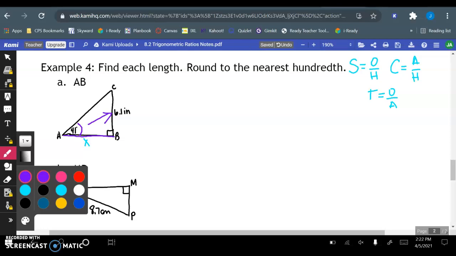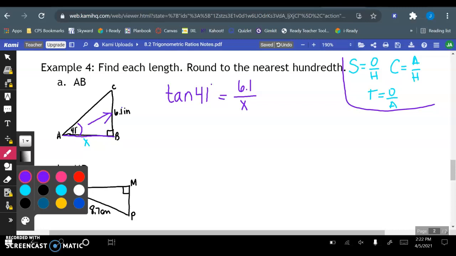So opposite and adjacent, if I look over here at my little cheat sheet I wrote, the tangent uses opposite and adjacent. So I know that the tangent of the angle that is 41 degrees is going to be whatever the opposite is, 6.1, over the adjacent, which would be our x, the length of the leg that we're trying to find.